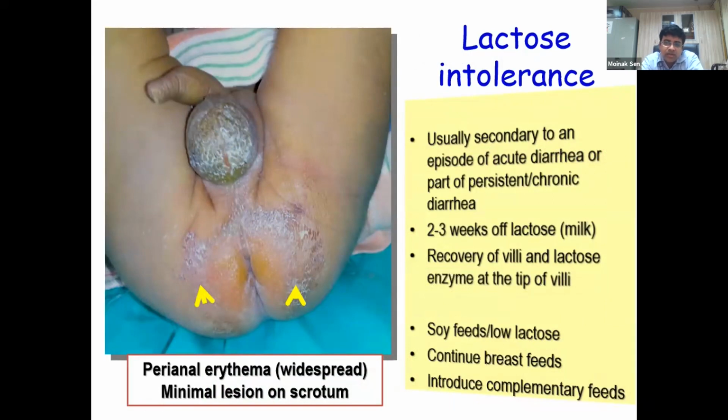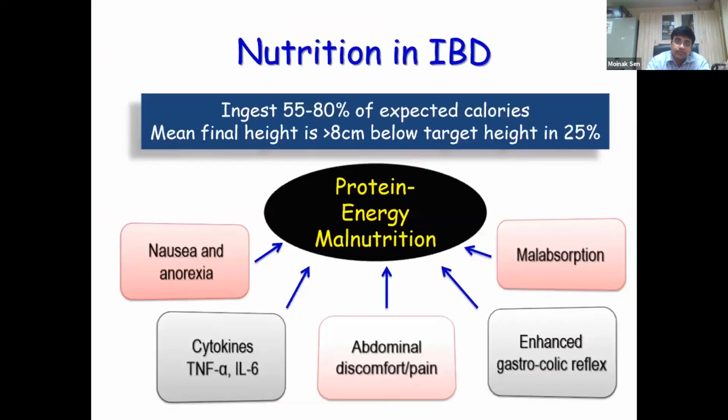So what you do in lactose intolerance, you take the child off lactose for 2 to 3 weeks. The reason to say 2 to 3 weeks is because you want the villi to come back to normal. The denudation that has occurred has to come back to normal. The enzymes have to be replaced, and only then the patient will start tolerating lactose. Hence, 2 to 3 weeks. During that period, you can give soy feeds or low lactose feeds. You can continue to give breast feeds and also introduce complementary feeding.